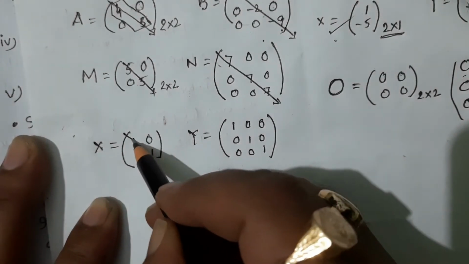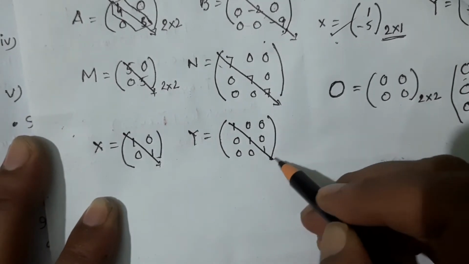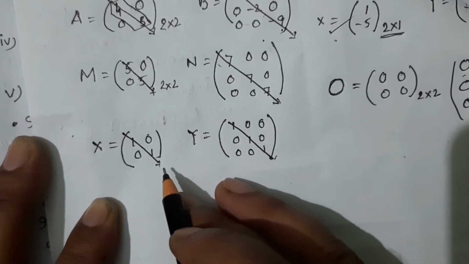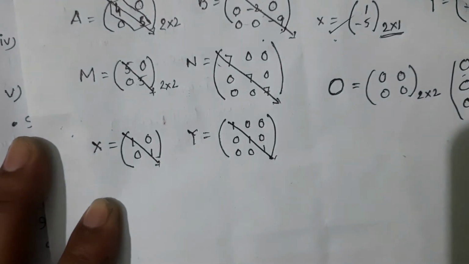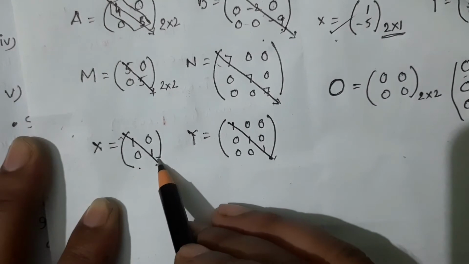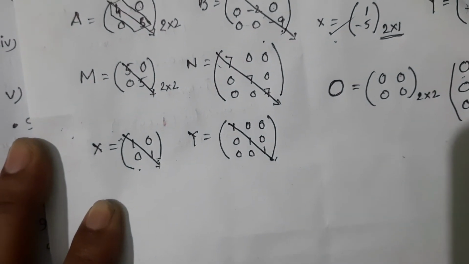All leading elements are 1. And this is a square matrix, and except these leading diagonal elements, all elements are 0. So this is a diagonal matrix, and the leading elements are unit. So this is known as a unit matrix, identity matrix.